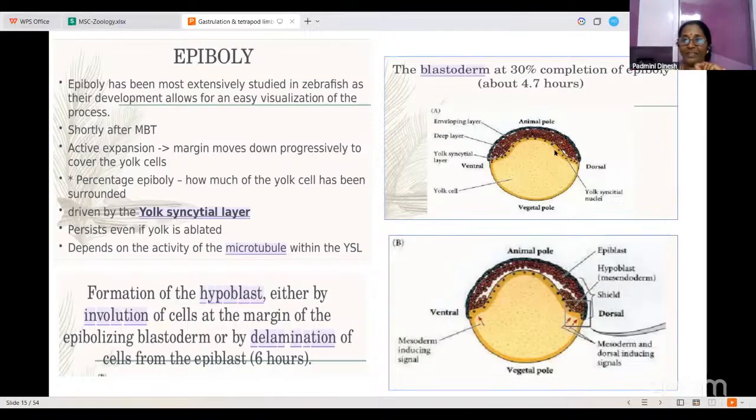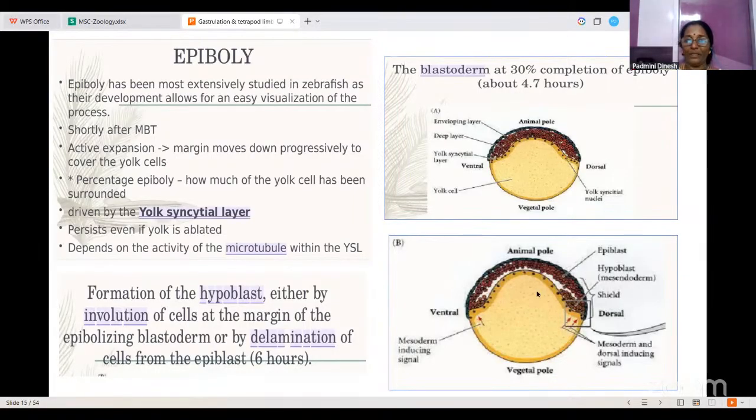Now, this nucleus is the one that is going to give signals to the cells inside. So you can see the deep cells over there, that's the superficial epiblast, the formation of the ectoderm. These are the deep cells. These deep cells are going to be given signals to either move or which way they have to move, which way they have to involute. Everything is given by this yolk syncytial nucleus.